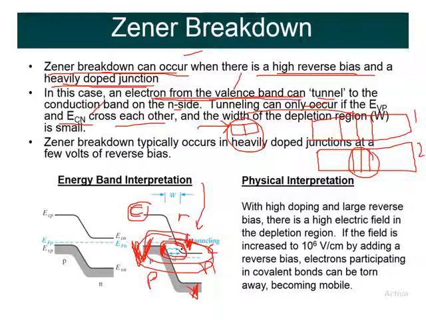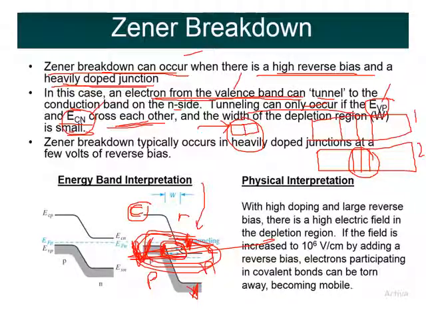That means what is written here is that the energy of the valence band and the energy of the conduction band that we are seeing at this point cross each other, or in other words, they are overlapping at this point, right? So at this point, they are overlapping. And the width of the depletion region is very small.